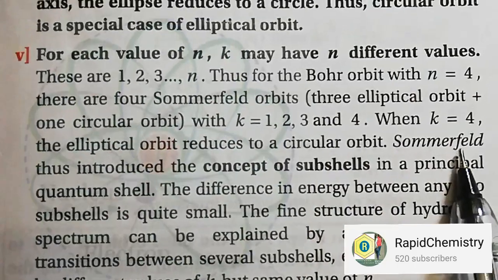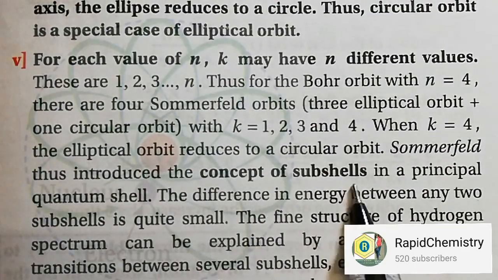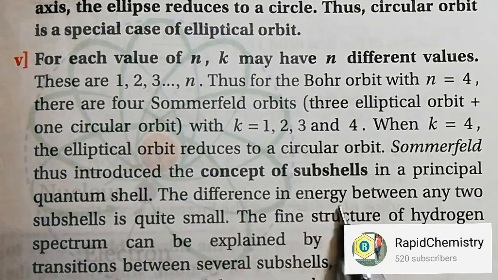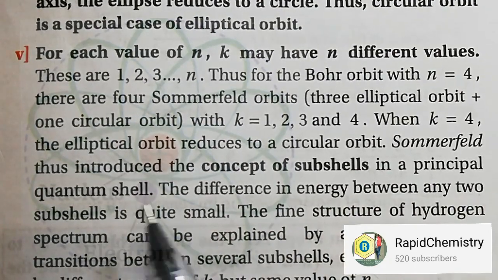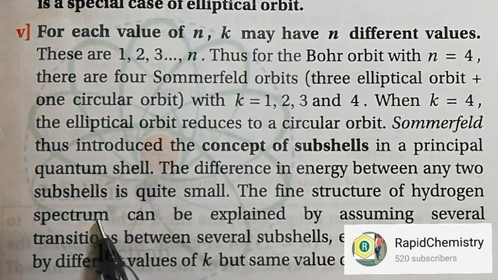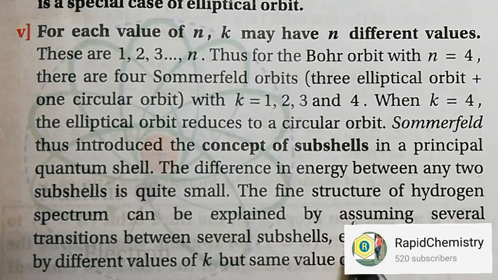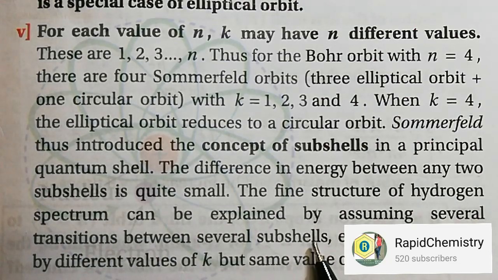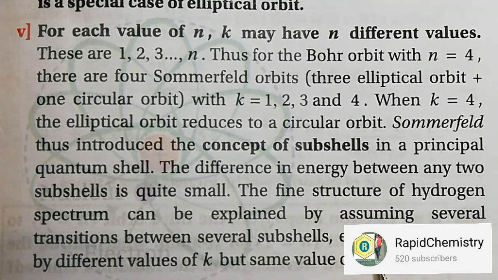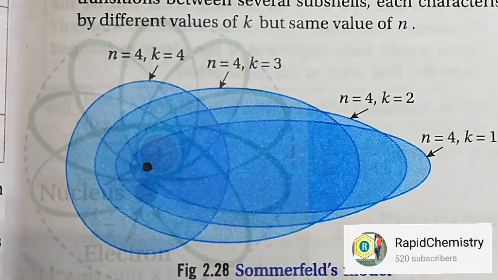Sommerfeld thus introduced the concept of subcells in the principal quantum cell. The difference in energy between any two subcells is quite small. The fine structure of the hydrogen spectrum can be explained by assuming several transitions between several subcells, each characterized by different values of k but the same value of n.